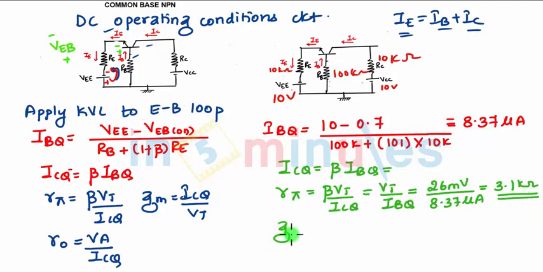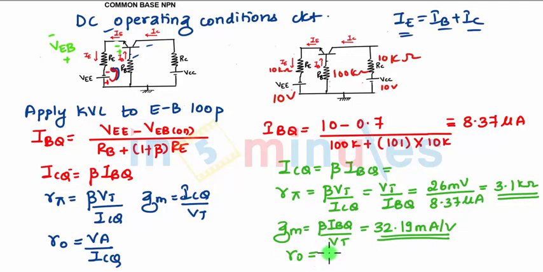Similarly, we can find Gm, which is ICQ upon Vt, I can write beta IBQ upon Vt. This will give me Gm as 32.19 milliampere per volt. Since Va is given as infinity, I will get Ro as infinite. So I've got the values of the parameters which are required. We have completed the DC operation. Now we go for the AC operating conditions.